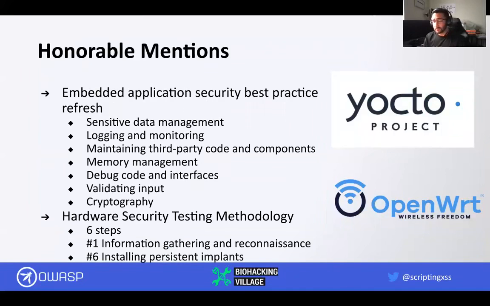Some honorable mentions that affect medical device security: the Embedded Application Security best practices were previously released around the 2016 timeframe, and we are doing a refresh with newer techniques, newer guidance, and different formatting. Right now we have a base set of 7 that you see on the screen here, with sensitive data management down to cryptography. Initially we had 10, and again, this is still a work in progress. And if you notice Yocto and OpenWRT, these are very popular embedded build systems for devices. So likely, your medical device, if it has a Linux operating system, is built with one of these build systems here.